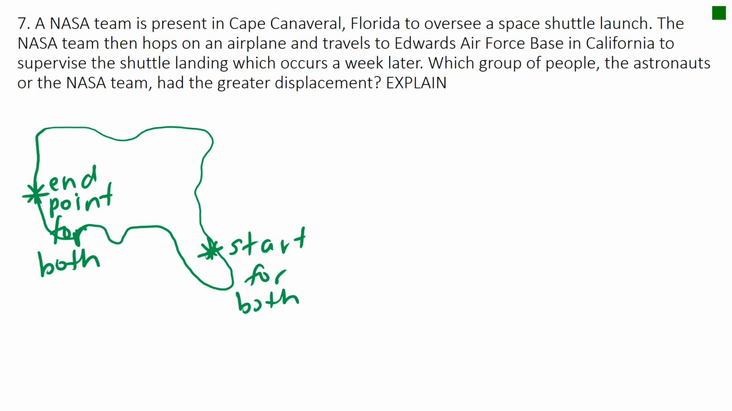So if we look, we see that they both start in Florida. And they both end in California. So this question was trying to trick, well, there's no such thing as a trick question, because if you understand what you're doing, you can't be tricked. So what this question was trying to get you to realize is that they're both starting from the same place. They're both ending at the same place. So their displacement is the same.